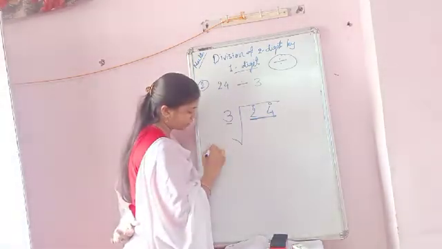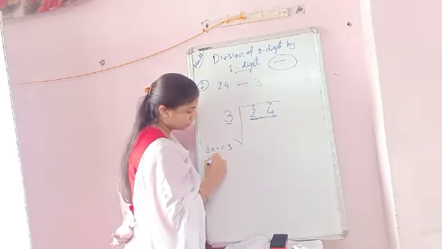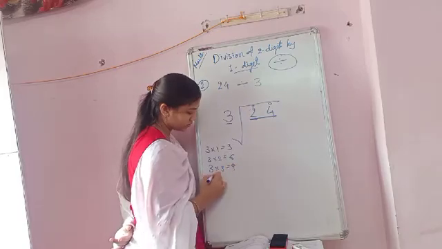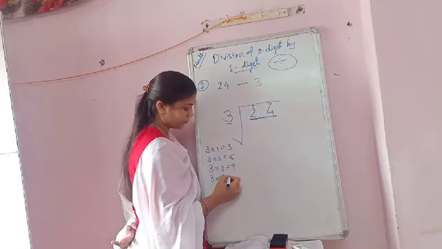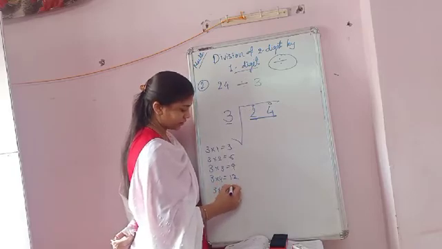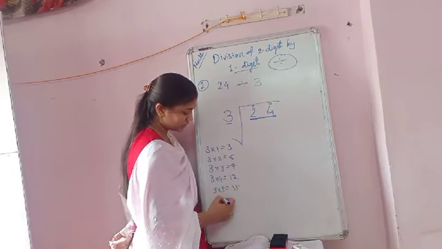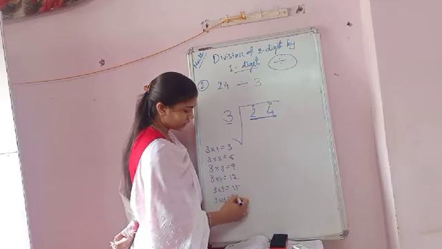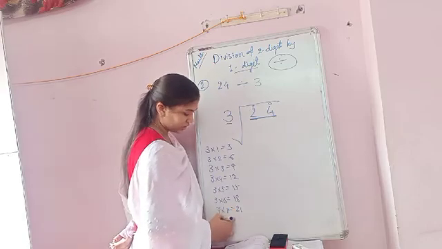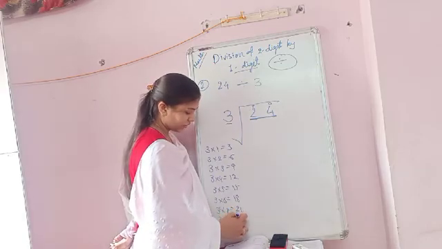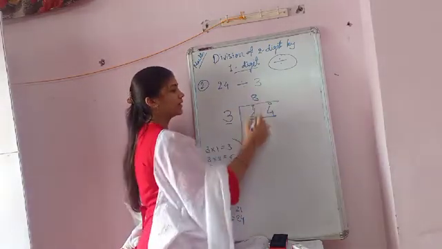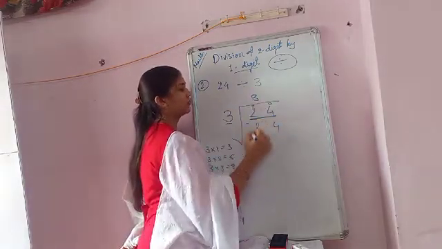So table of 3, 3 ones are 3, 3 twos are 6, 3 threes are 9, 3 fours are 12, 3 fives are 15, 3 sixes are 18, 3 sevens are 21, and 3 eights are 24. So answer will become 8, 3 8s are 24.